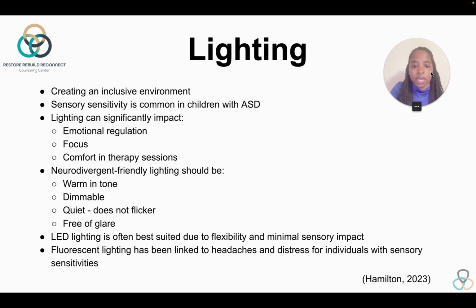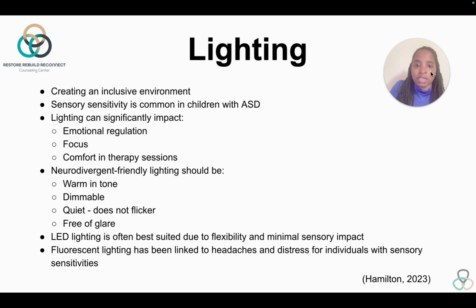Okay. And then another consideration for counselors is to be mindful of the lighting. So you want to make sure that you're creating an inclusive environment for the client. So it's really important to make different accommodations. For children with autism, it's common for them to have a sensory sensitivity to different things such as lighting.